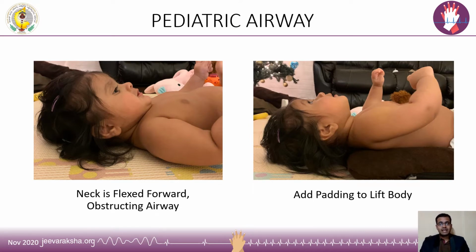So when it comes to examining pediatric patients, we all know that pediatric patients have a larger head compared to the body when you compare it to adults. Because of the larger head, the neck is flexed forward and it causes an obstruction to the airway. So how do you relieve this obstruction in a pediatric patient? I told you, just like an adult patient, what you have to do in almost all pediatric patients is place a pillow or a cotton roll just below the shoulder blades so that the head is extended and the airway obstruction is relieved.